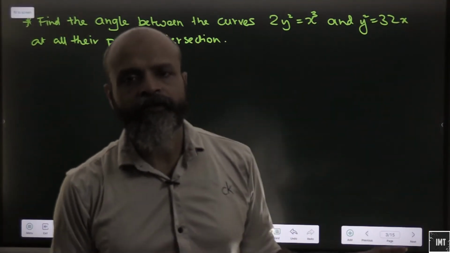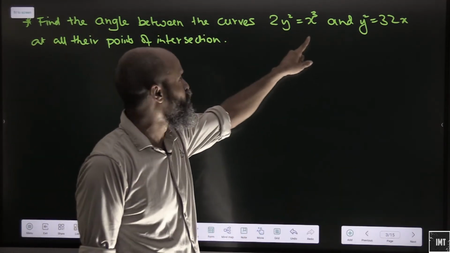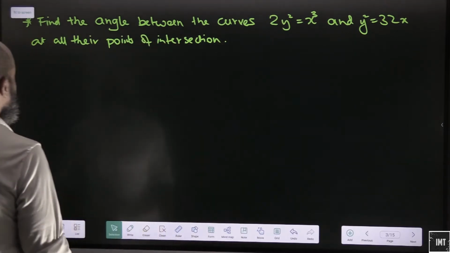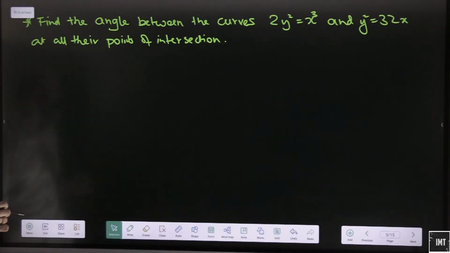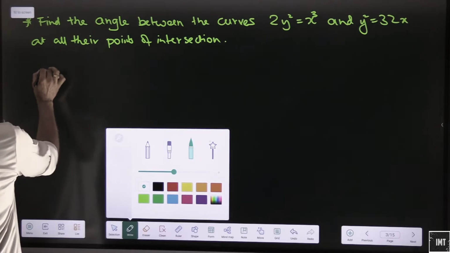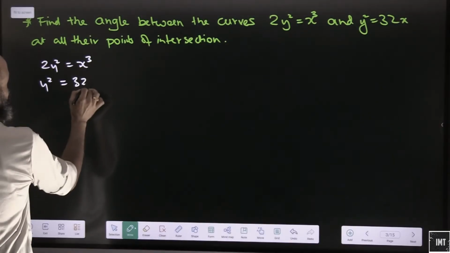Okay, so we have this question here. Find the angle between the curves 2y square is equal to x cube and y square is equal to 32x at all their points of intersection. So let's write these two equations separately: 2y square is equal to x cube, and y square is equal to 32x.